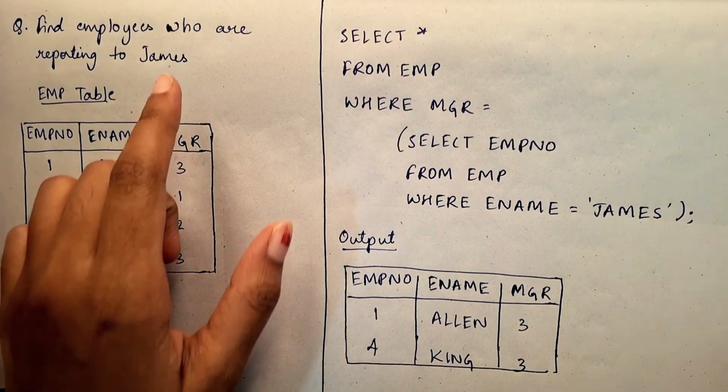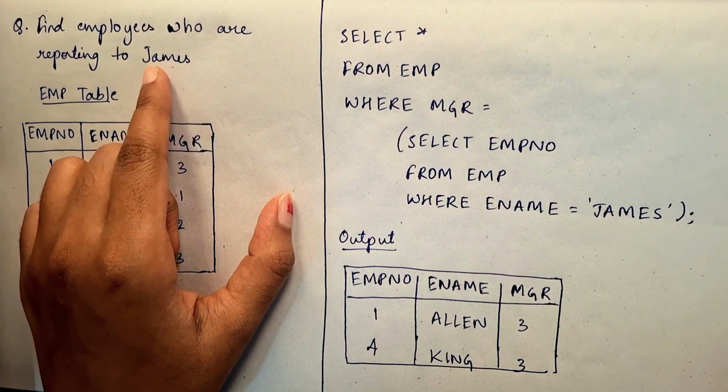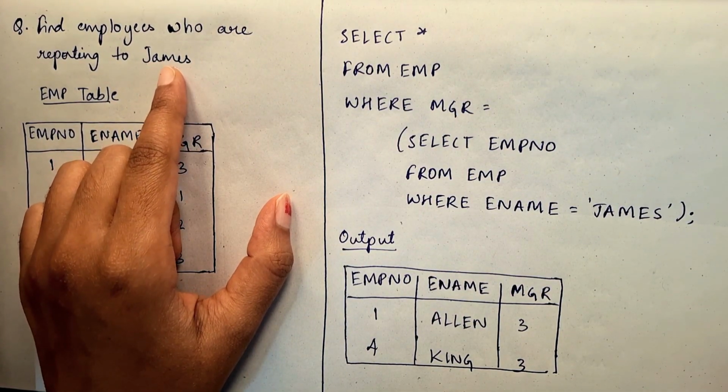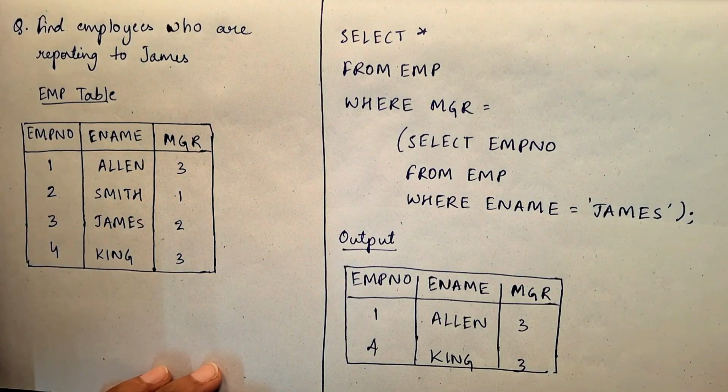The question is, find employees who are reporting to James. Guys, I always tell you that don't directly jump into writing the query.